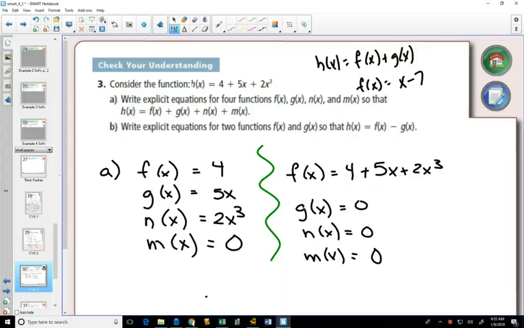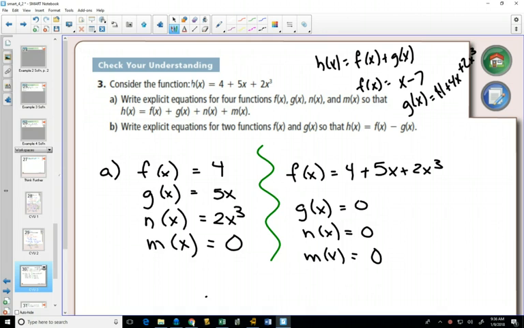Can you see if I wanted to get, g of x would need the minus 7, so g of x would need 11 to get the 4. I would need a plus 4x to add to that to get plus 5x. And plus 2x cubed to make it add to work. That would be a little bit more work, right?